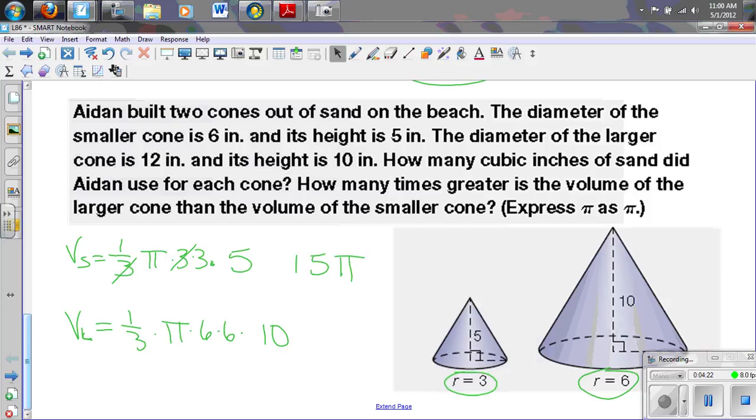And on the second one, I'm going to cancel this 3 with this 6. That's going to give me 2. And so I really have 2 times 6 is 12 times 10 is 120 pi.